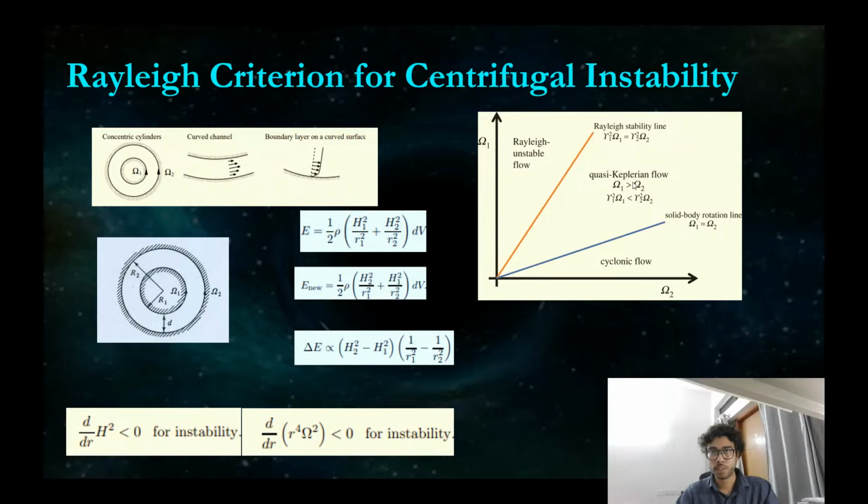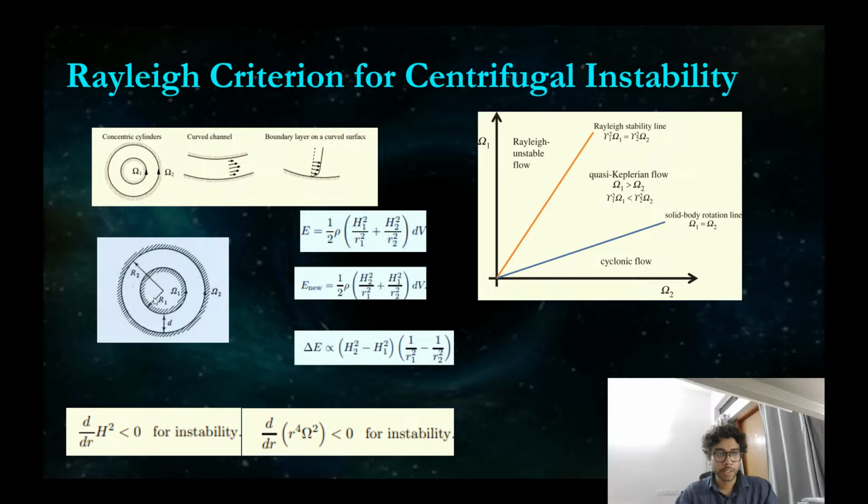But you can see from here that this is the region between omega 1 equals omega 2 and omega 1 r squared equals omega 2 r squared, which is this line, right? And above this is the condition for instability. So this is the Rayleigh unstable flow. And in the quasi-Keplerian flow, you have omega 1 greater than omega 2, right? But you have this angular momentum.